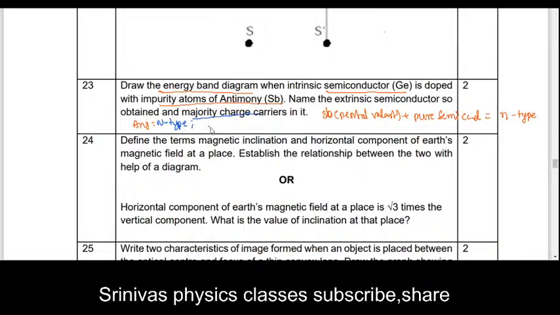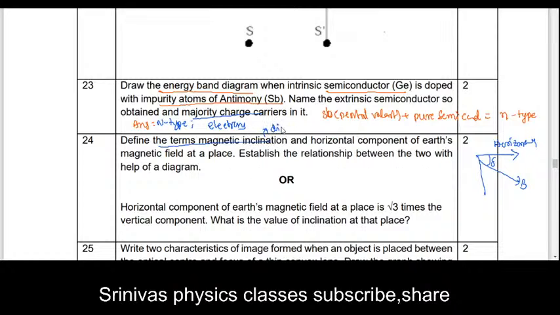Metal charge carriers in N type is electrons. That's all simple. Next, define the term magnetic inclination. Magnetic inclination means, for example, at a particular point, the net earth magnetic field is making some angle with the horizontal. That is called the angle of inclination. Delta is the angle of inclination.